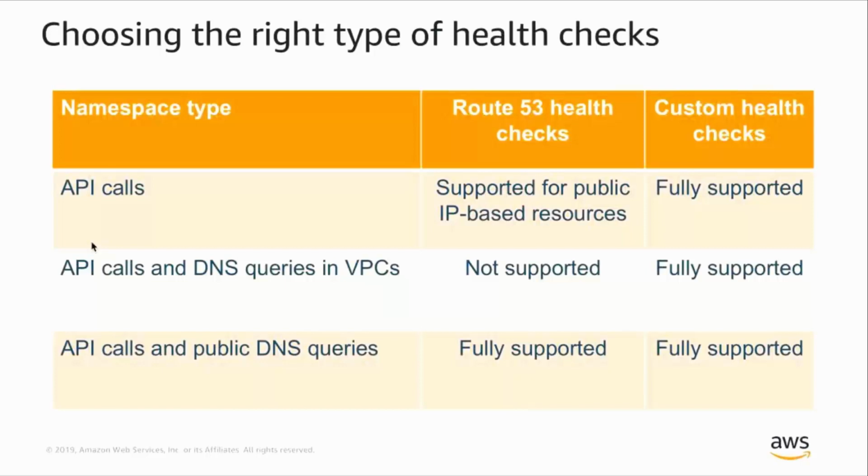In VPCs, unfortunately, Route 53 does not support health checking, so you have only one option, custom health checks. And when you do DNS queries, it's fully supported for all IP-based resources, for standard Amazon Route 53 health checking, and for custom health checking.